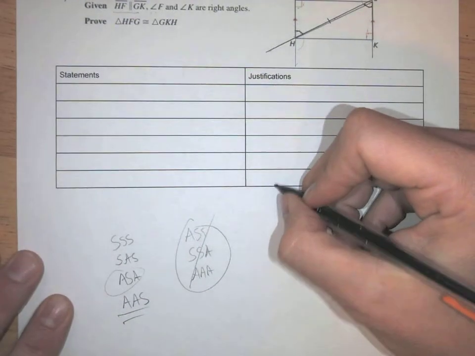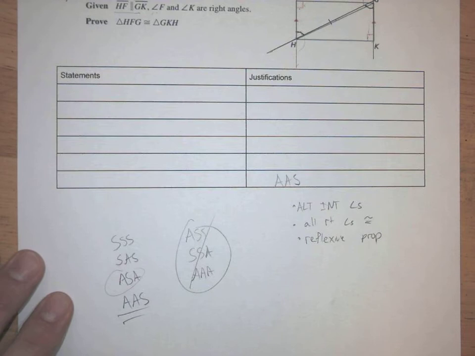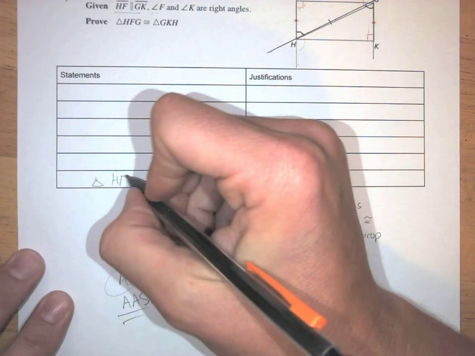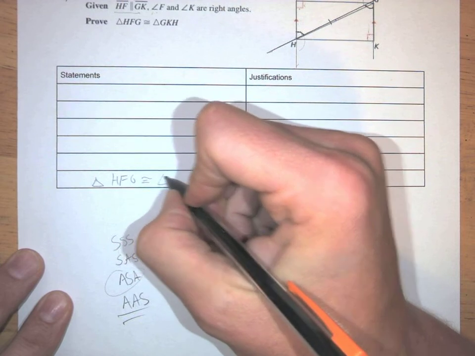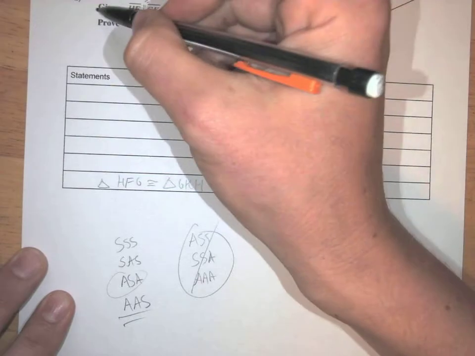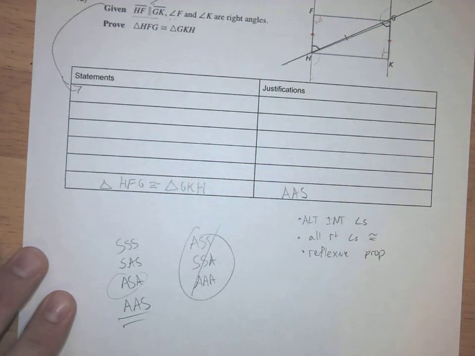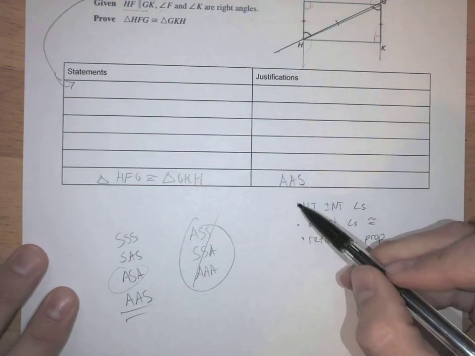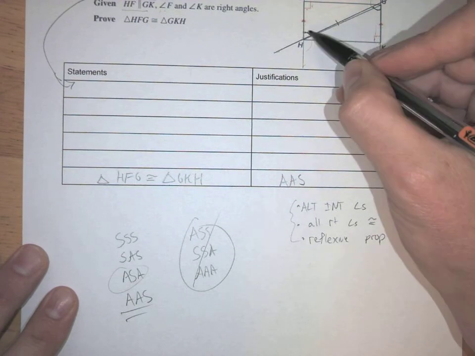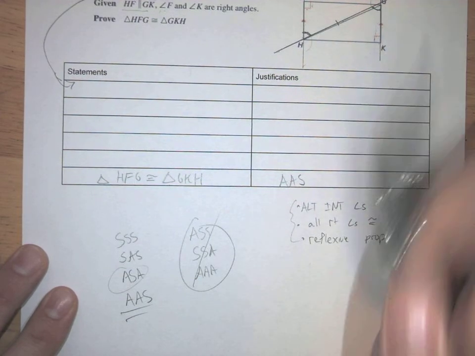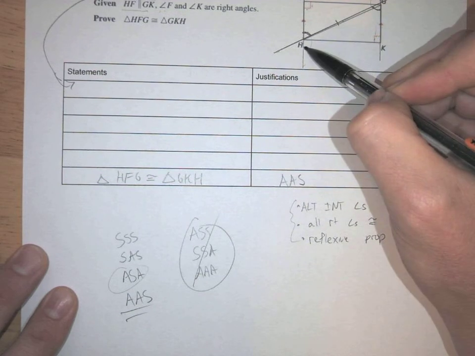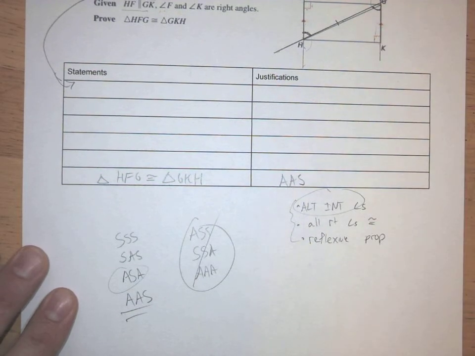Okay, so let me give you a couple hints here. Last line is going to end up with AAS, because the last line we want to do is prove that the triangles are congruent. First line obviously is going to be this one. Okay, so all you got to do is these three justifications. So alternate interior angles will give you this angle congruent to this angle. Make sure you name them right. So FHG is congruent to KGH. How do we know? Alternate interior angles theorem.